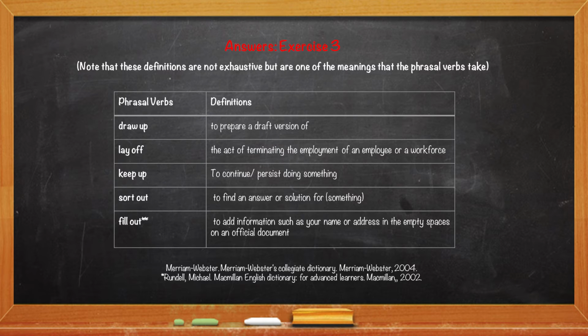my siblings. Sometimes you do feel that you are unable to keep up with your classmates, you are not able to match pace with your classmates. Sort out is to find an answer or solution for something, and fill out is to add information such as your name or address in the empty space or an official document.